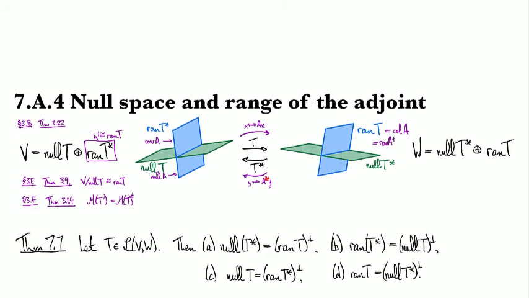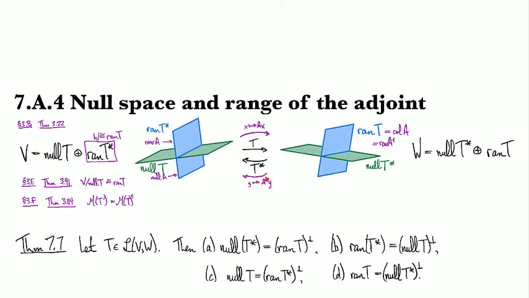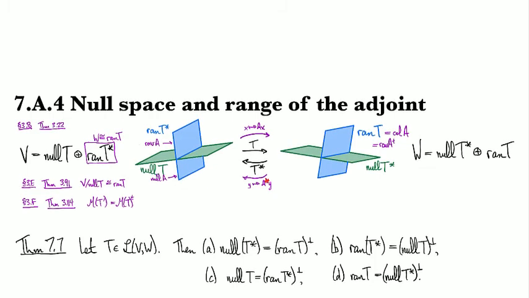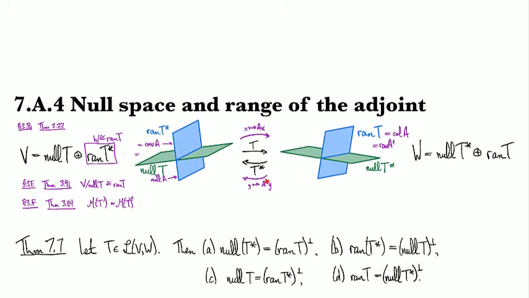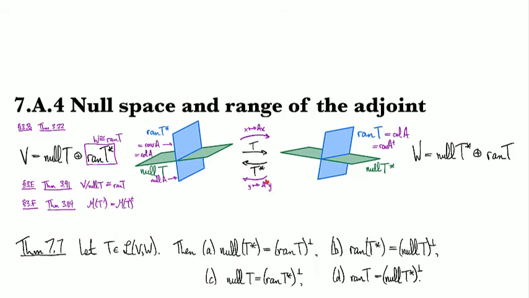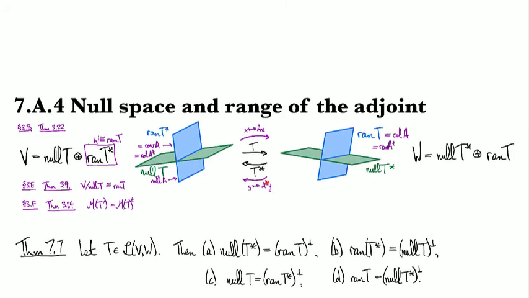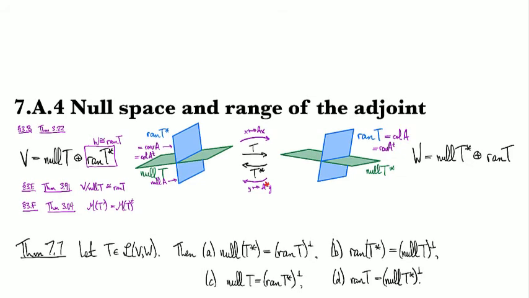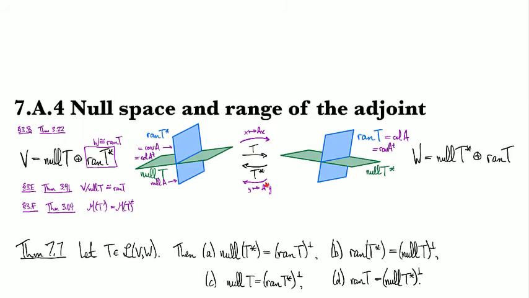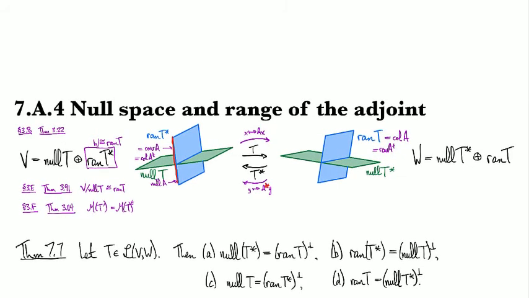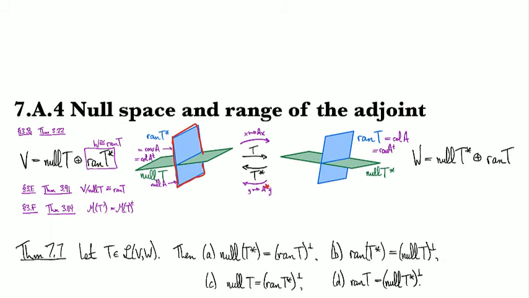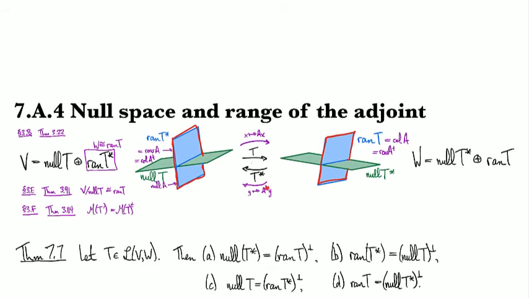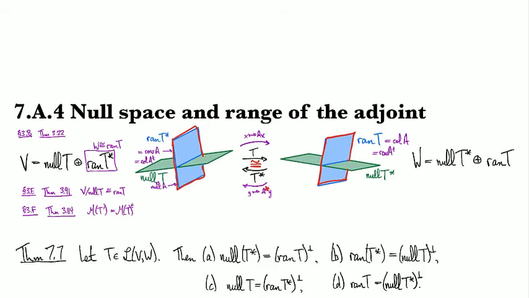Meanwhile, back over here, we have the range of T star. That's the rows of A, the row space of A, which is the same thing as the column space of A transpose. So it all fits together. And the key important thing is that this vector space here and this vector space here, these guys are isomorphic.